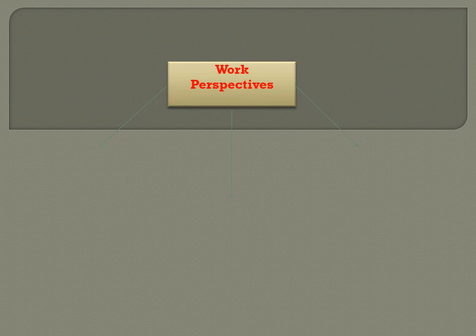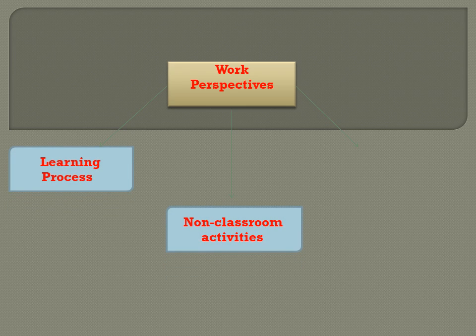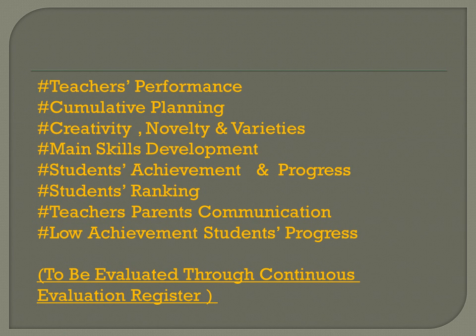The work perspective is related to the hierarchy, the discipline, and the system you build in the academic office. So you will find 3 departments: the learning process, non-classroom activities, which is known as co-curricular activities too, and the learning difficulties and other problems that might face the nursery or the academy.